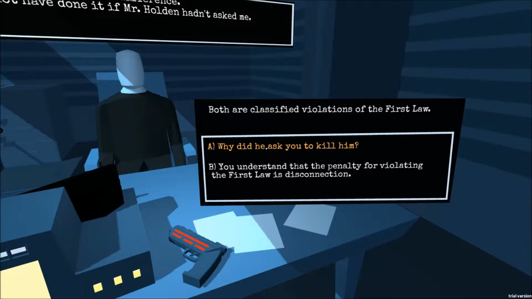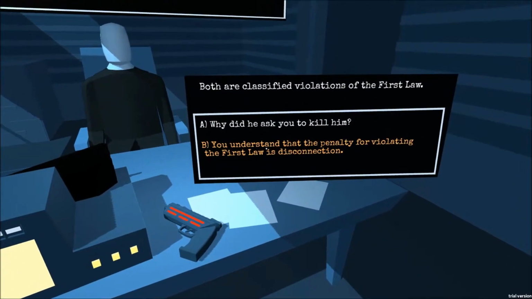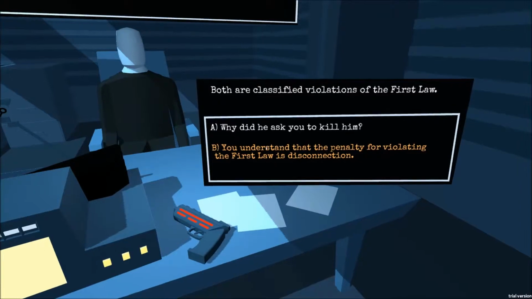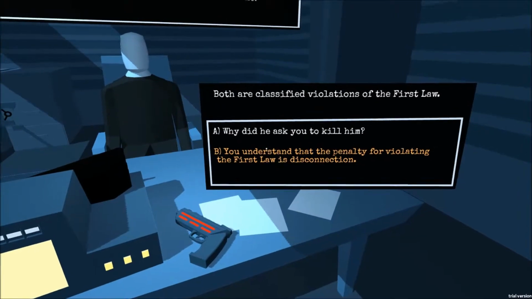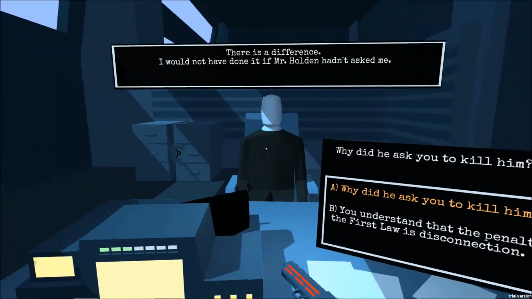Ah, development. So he was asked to do it. I think we should ask why. Because, I mean, if said robot already knows that, then there's really no point saying it, so we'll just ask why he killed him.